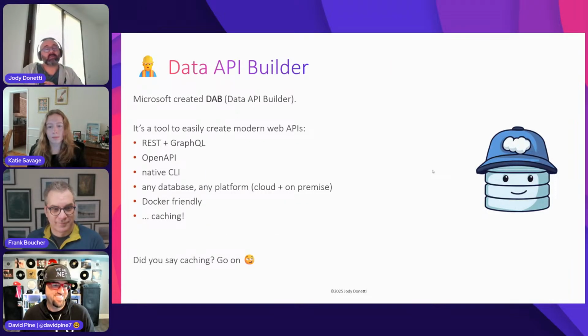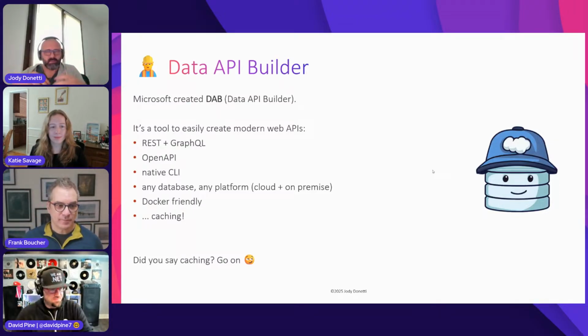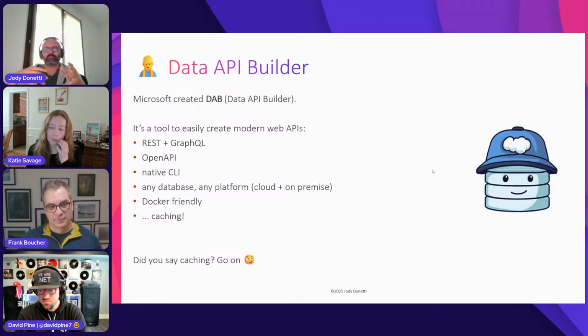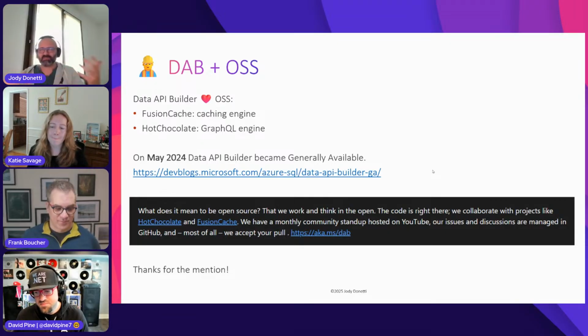So something else happened. Microsoft announced Data API Builder, which was, by the way, the subject of the last episodes. It was, yeah. So as you mentioned already, it's an easy-to-use tool to create modern web APIs for REST, GraphQL, OpenAPI, native CLI, and whatnot, Docker-friendly. And it has caching. And the nice thing is that Data API Builder is open source, and it needs caching. So as you see where I'm going, DAB not only is open source, but loves open source, so much so that the GraphQL engine and the caching engine are open source projects, one of which is Chocolate for the GraphQL part, and for the caching part, it's FusionCache. So that was a big surprise for me, I have to say, because wow, a Microsoft product using FusionCache for the caching, like, cool.